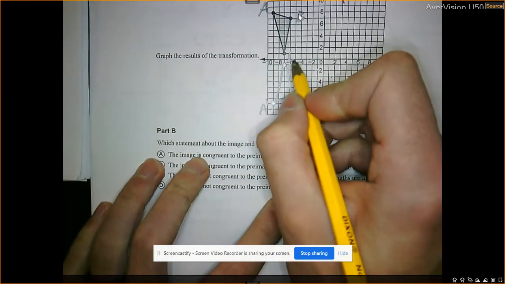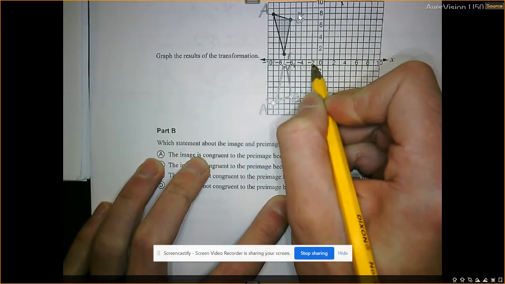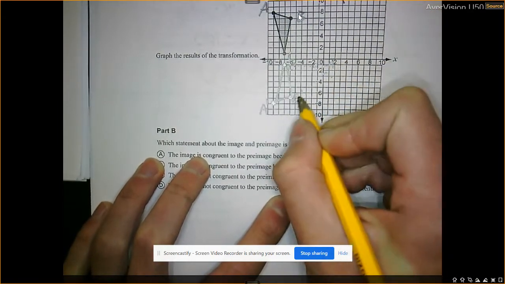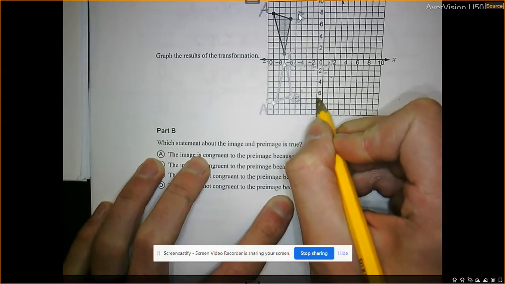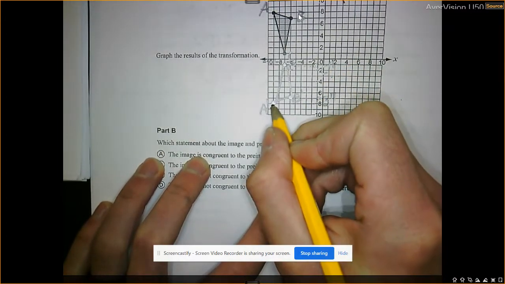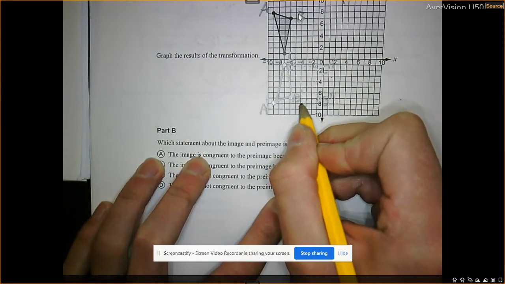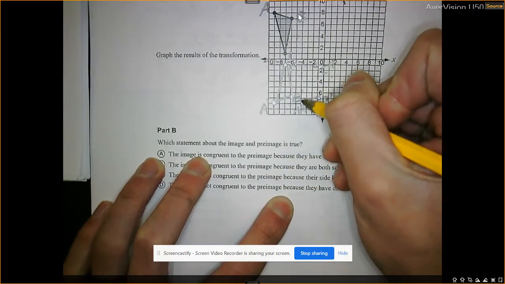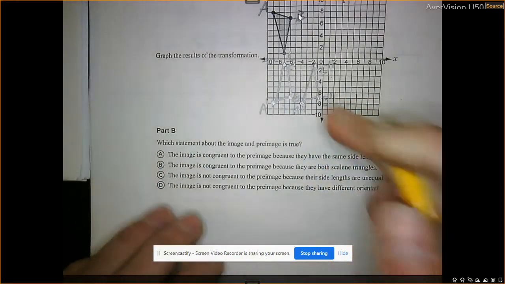So I just take each point, C prime, for example, 1, 2, 3, 4, 5. I just shift it over 5 to the right. That's going to be C double prime. I do it with B, going over 1, 2, 3, 4, 5. Here is B double prime. And then A, I count 1, 2, 3, 4, 5 to the right. Here is A double prime. I connect my dots. This is my final image.